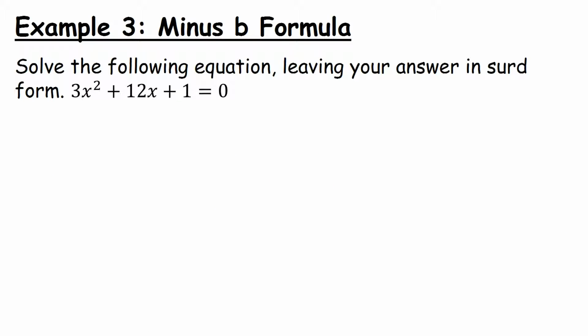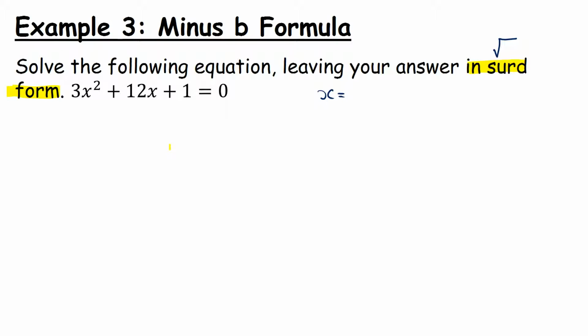So example 3, this is another example of the -b formula, and if we look at the question, it says solve the following equation leaving your answer in surd form. And again, this is a major hint for us that we should be using -b. In the previous example, we saw that when they use decimal places, that's hinting to us to use the -b formula. And again here, in surd form, or showing us something with a square root. Remember, your surd is a square root. So showing us something with a square root would indicate that that's what we're going to use. So let's write down the -b formula.